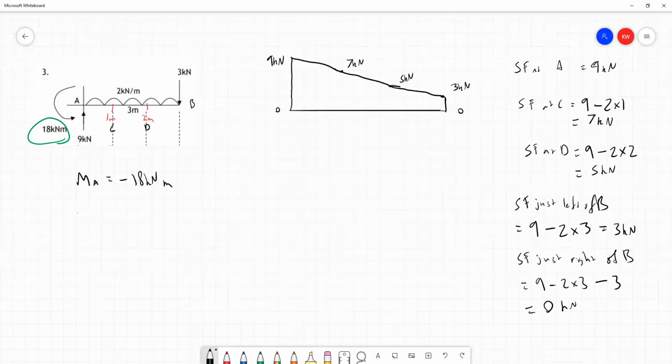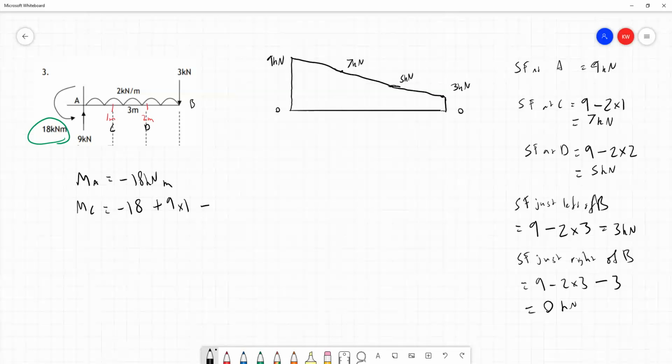Let's consider now the bending moment at point C. Well, we have MC is equal to minus 18 to start with. We're going to have plus 9 times 1 due to the shear force being applied at point A, which is going to be a clockwise turning effect. And then we need to take into account the effect of the UDL in between points A and C. If we remember, the UDL is acting downwards, that's going to be a counterclockwise turning effect.